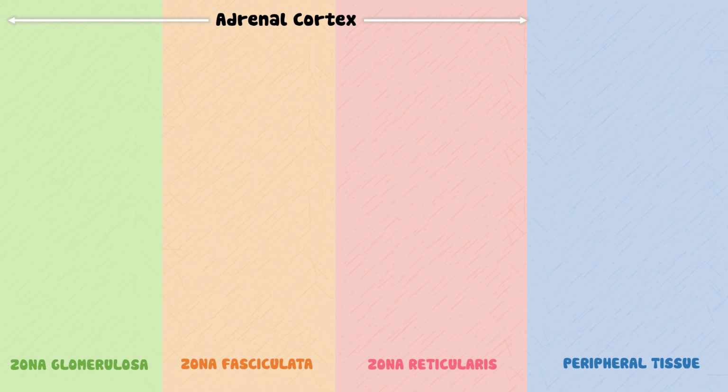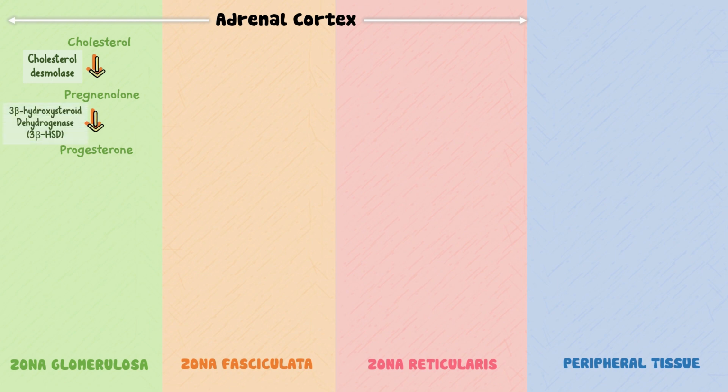Well, they start taking up cholesterol from the blood and convert it into pregnenolone with the help of an enzyme, cholesterol desmolase. Now, remember this pregnenolone as an incredibly important substance, as it serves as a precursor to all steroid hormones of adrenal cortex. Well, the cells in the zona glomerulosa convert this pregnenolone into progesterone by an enzyme called 3-beta-hydroxysteroid dehydrogenase, or 3-beta-HSD for short.